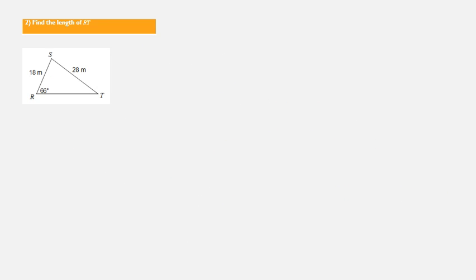Next one, find the length of RT. So RT, that's little s basically. All right, so let's look at what we've been given. Do we have anything across from S that can help us? We don't. So that's not nice. We don't know angle S. Okay, but I do know angle R across from side R, right?